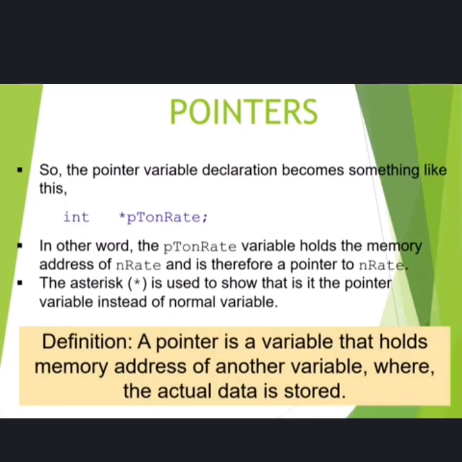So the pointer variable declaration becomes something like this: int *ptrRate. In other words, the ptrRate variable holds the memory address of rate and is therefore a pointer to rate. The asterisk is used to show that it is a pointer variable instead of a normal variable.